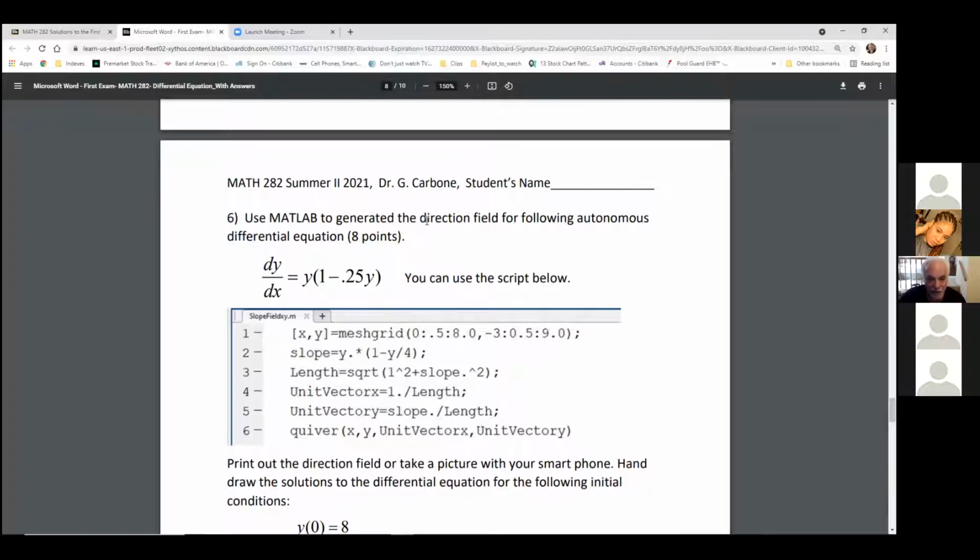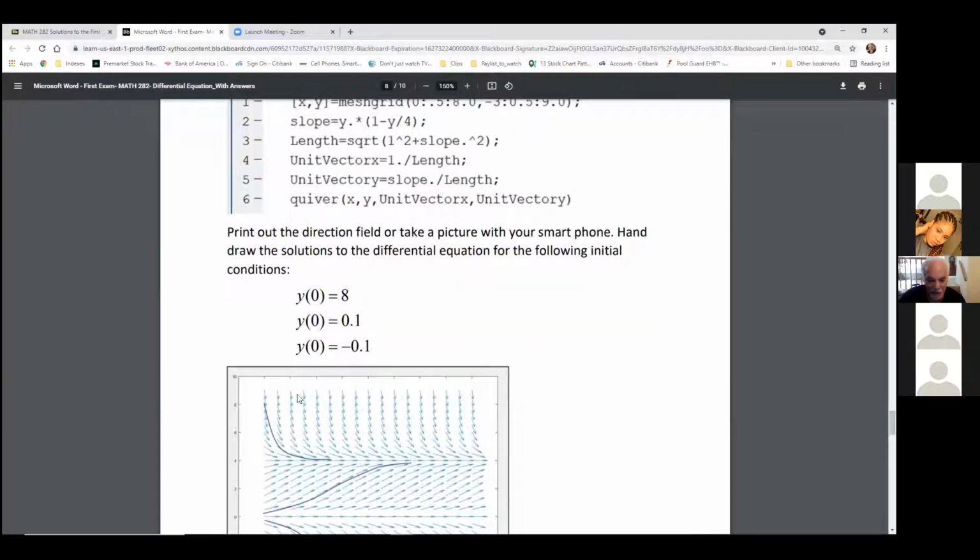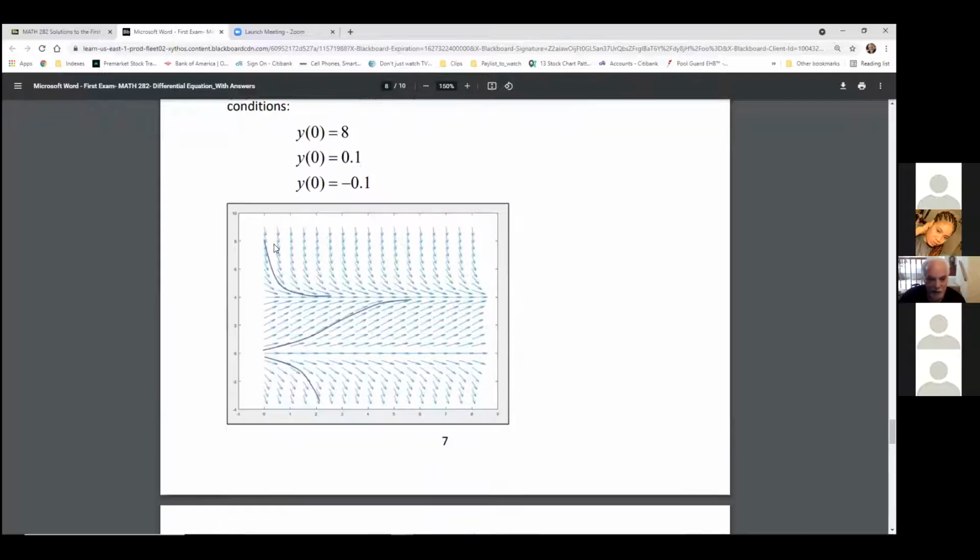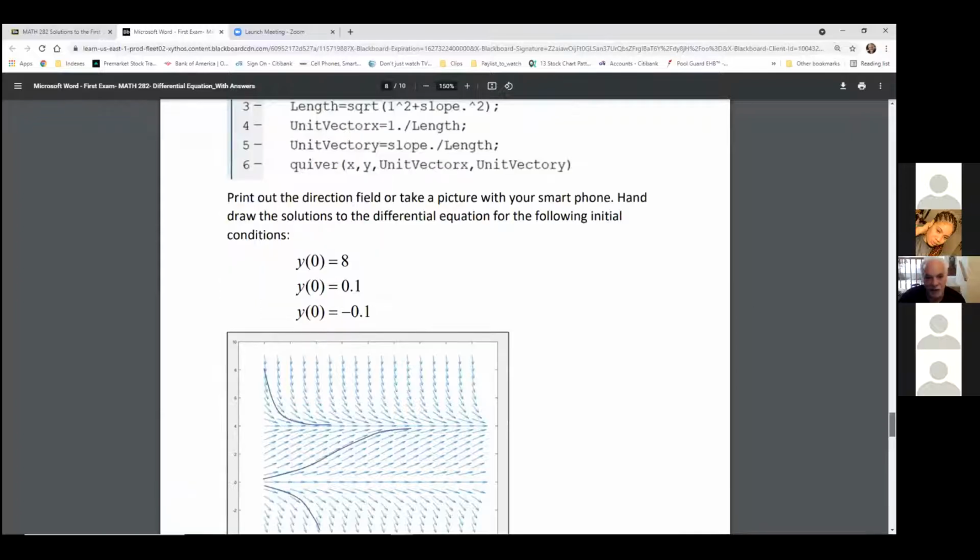The directions say use MATLAB to generate the direction field for the autonomous differential equation, and then print out the direction field. These are possible solutions, and that's what's showing here. So this is a graphical interpretation of the solution. You did not have to try to solve the differential equation.